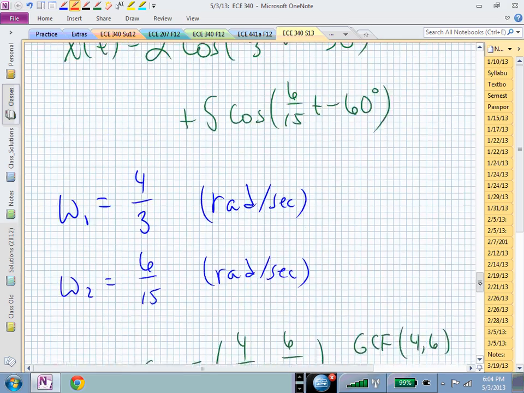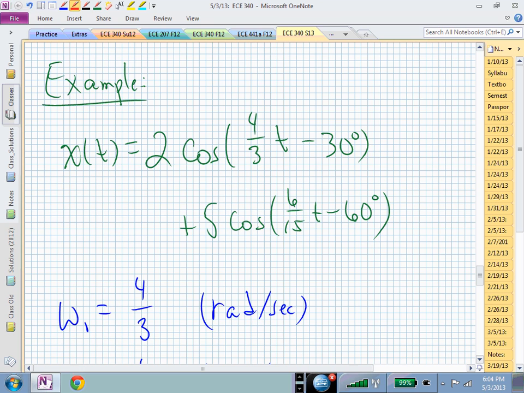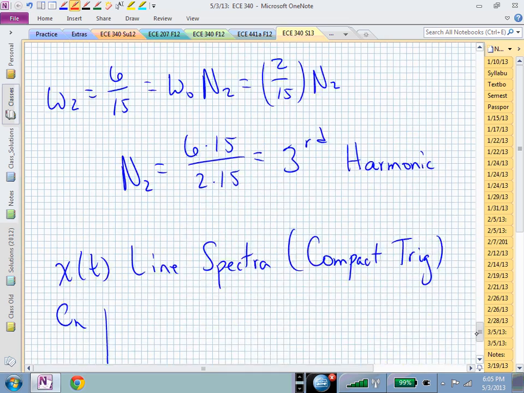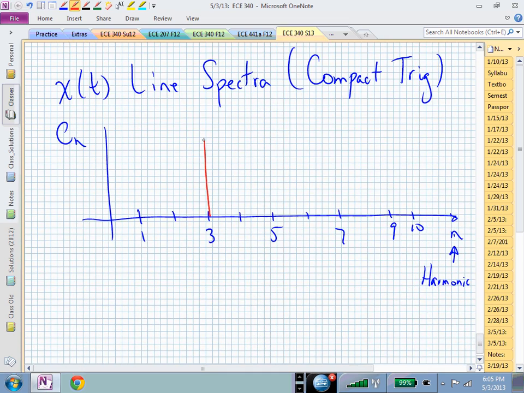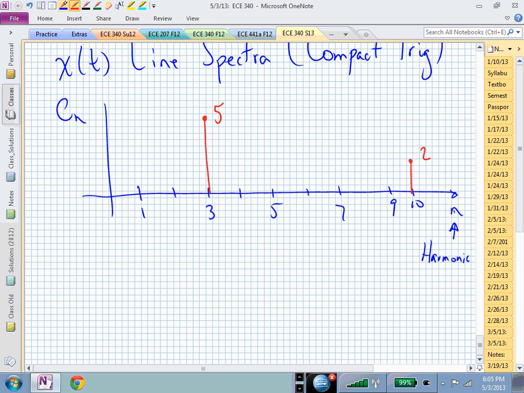Now if we go back to our original x of t, so this was representing our third harmonic, wasn't it? That's lower in frequency than this 10th harmonic. So the third harmonic has an amplitude of 5. We can go here and say, okay, that's now 5. And the 10th harmonic was an amplitude of 2. And that's their coefficient. And that's the magnitude behavior of your signal.